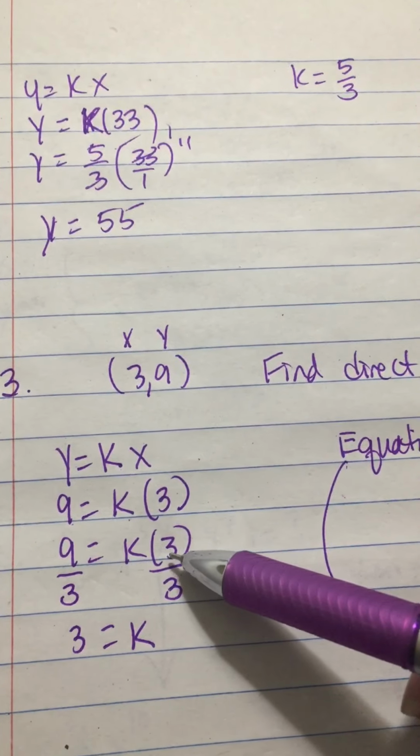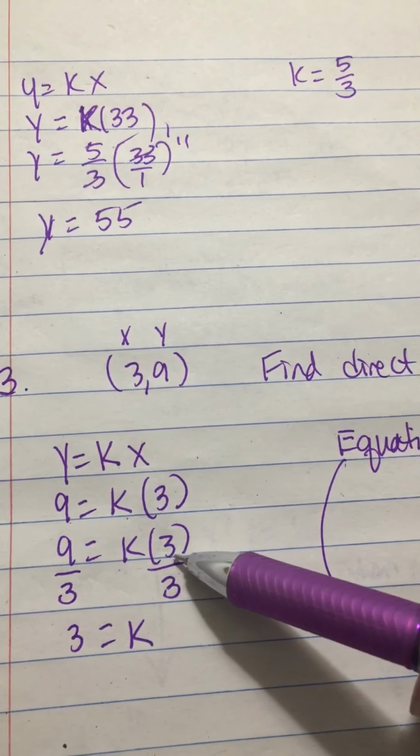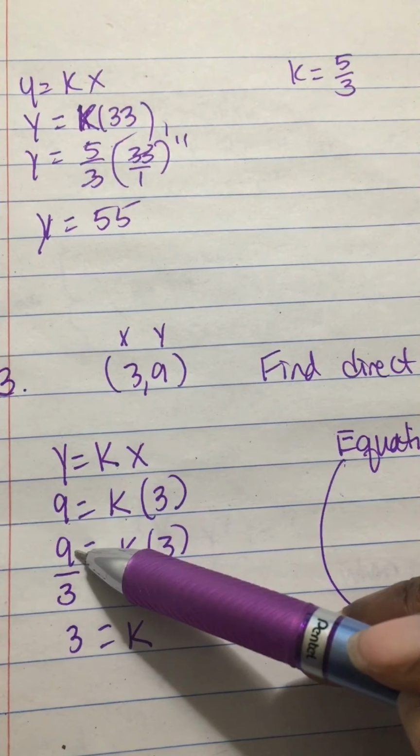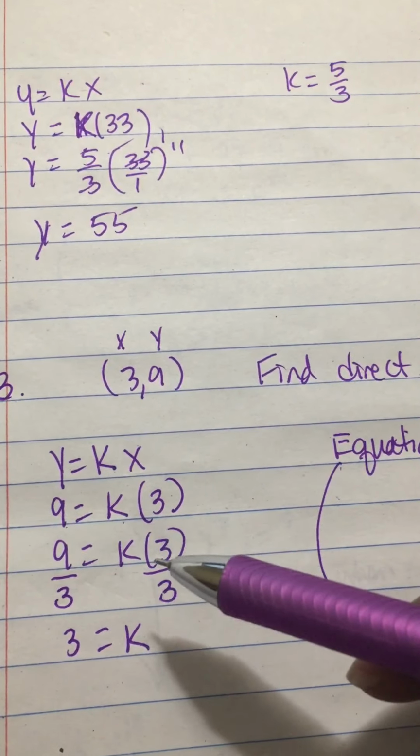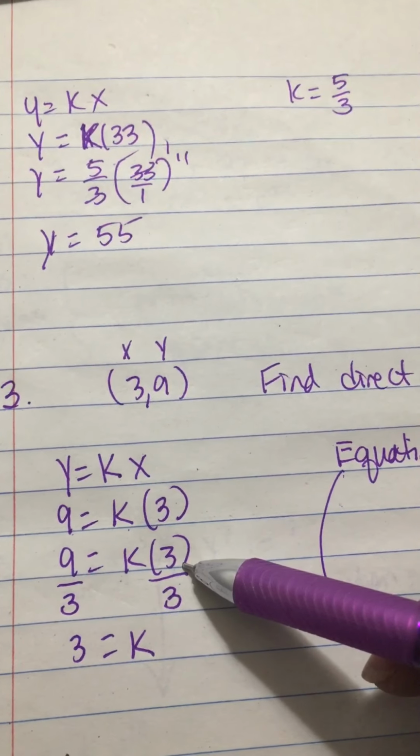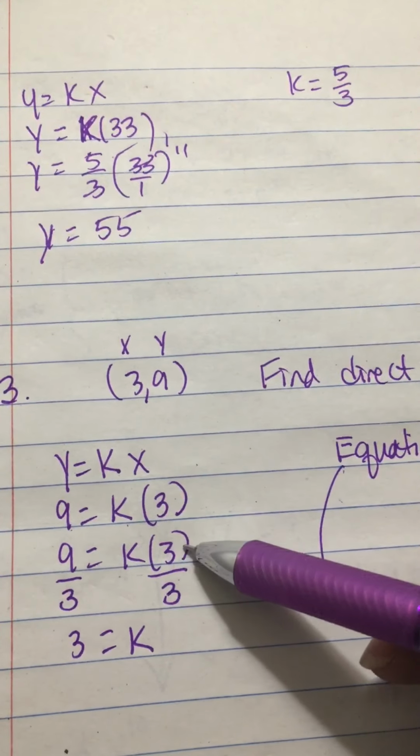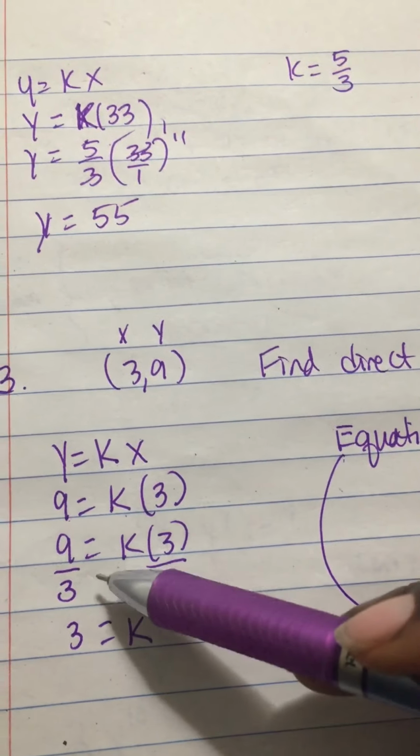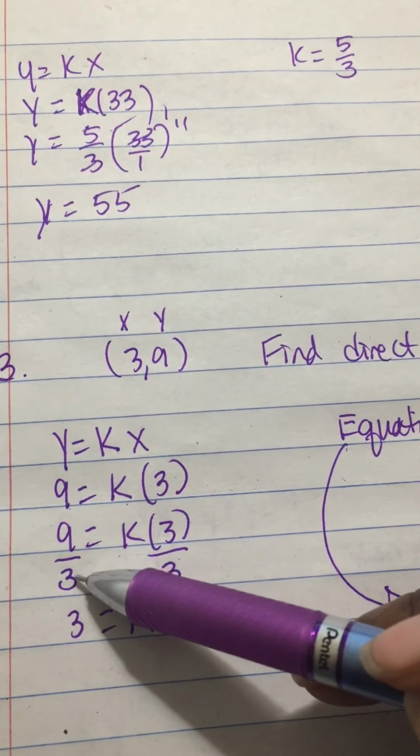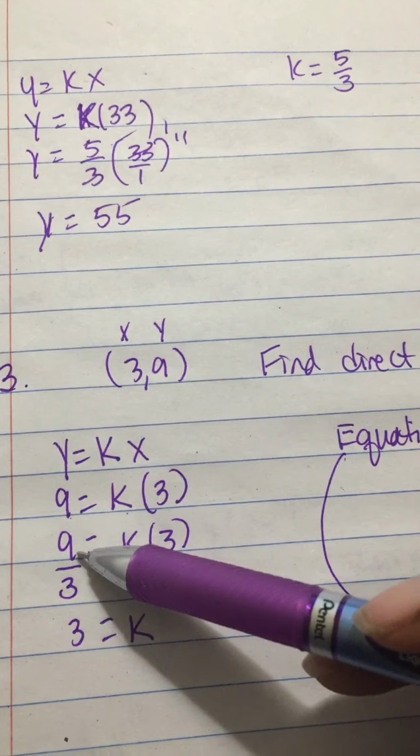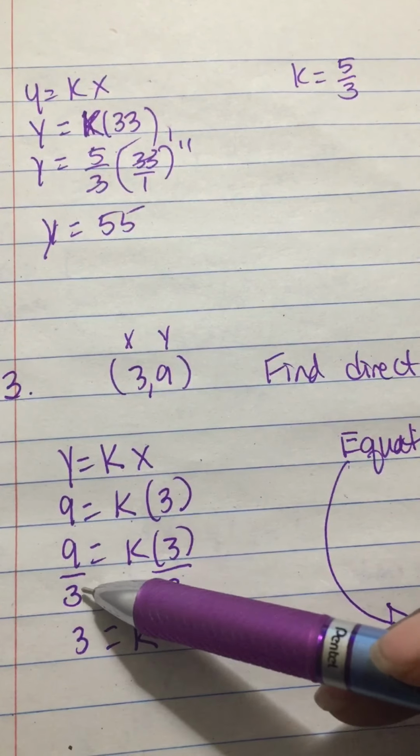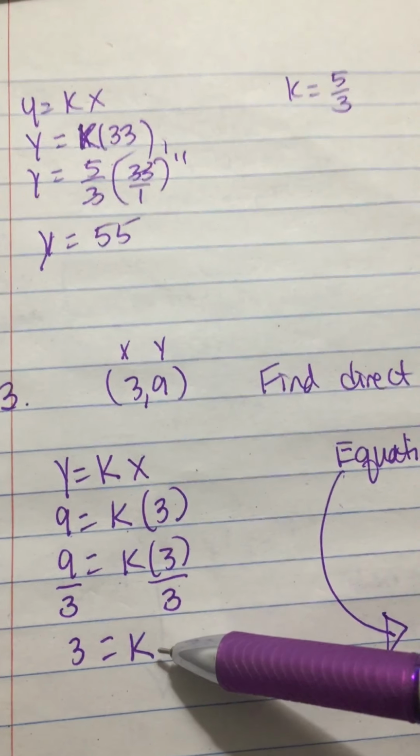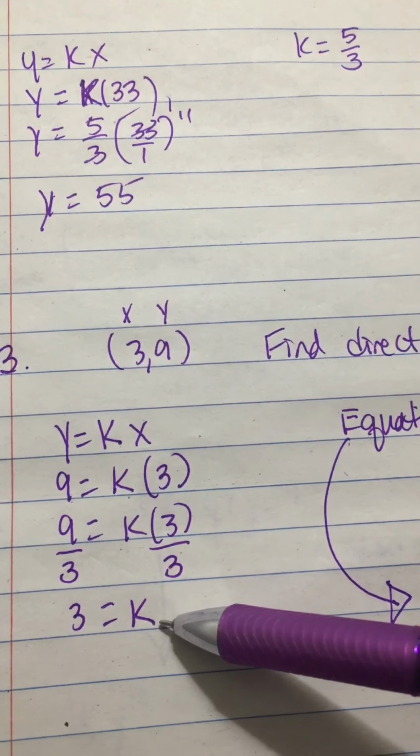When I put everything in, I have 3k, or k times 3, is going to be equal to 9. I want to know what k is, so I'm going to divide by 3. Divide by 3, so we're left with k by itself. I want k to be by itself. So divide by 3. What I do on one side, I must also do to the other. So I'm going to divide 9 by 3. And when I divide 9 by 3, my answer is 3. So the constant k is 3.